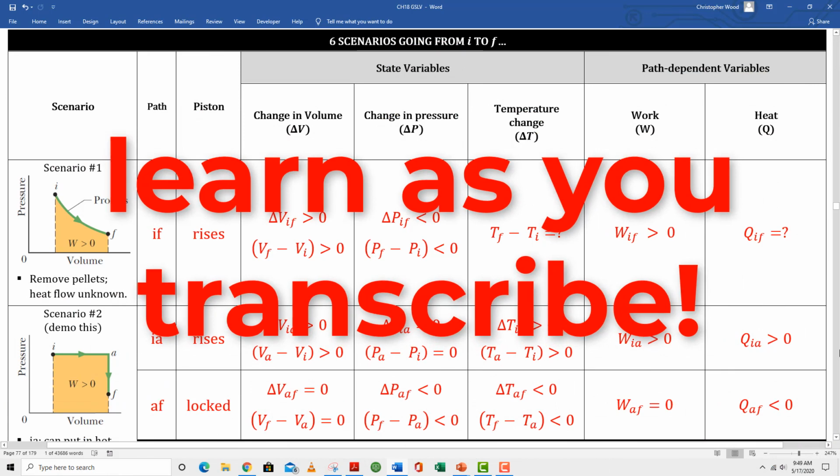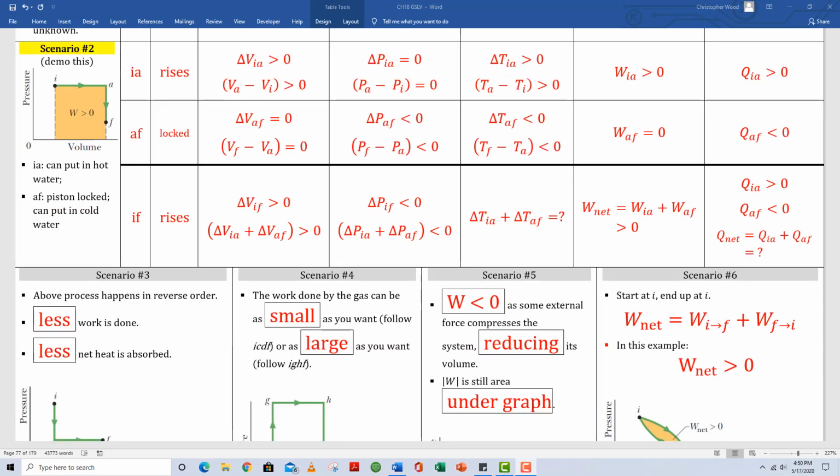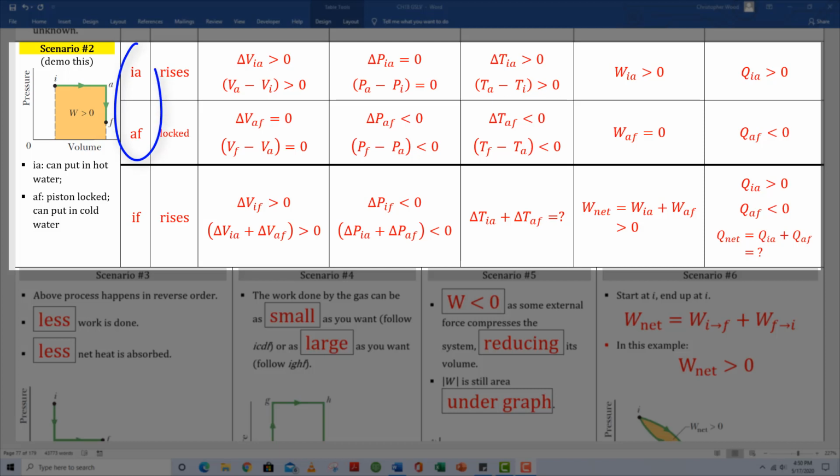Make sure you understand everything you wrote down and move on to scenario number 2. I'm starting at the same initial state I and ending at the same final state F, but I'm making this trip via 2 separate processes. From state I to state A, that's an isobaric expansion. From state A to state F, that's an isochoric reduction in pressure and temperature.